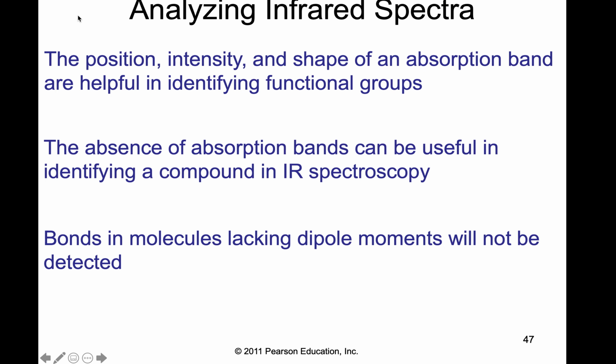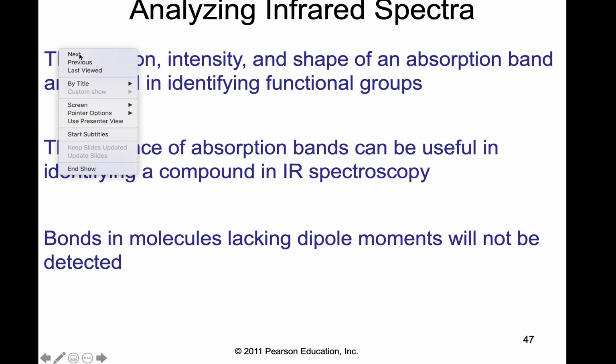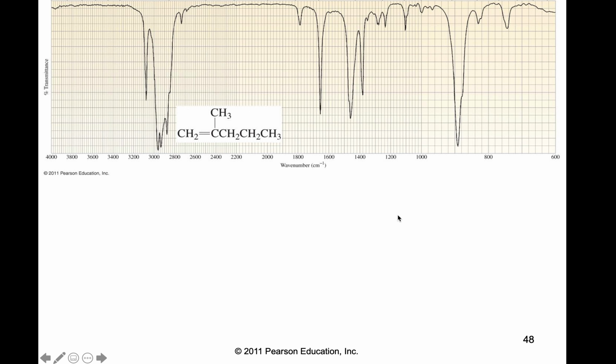Analyzing an infrared spectrum, or more than one spectra, the position, intensity, and shape of an absorption band is very helpful in identifying functional groups. The absence of absorption bands can be useful in identifying a compound in infrared spectroscopy. Bonds in molecules lacking dipole moments will not be detected. I mentioned that already. Okay, here's a simple alkene, and you can see you have unsaturation to the left of 3000.